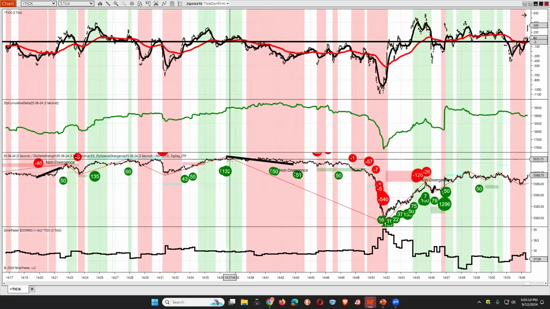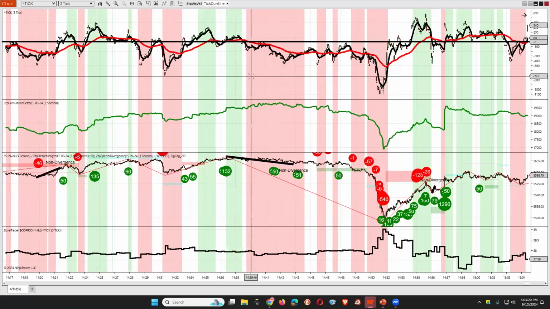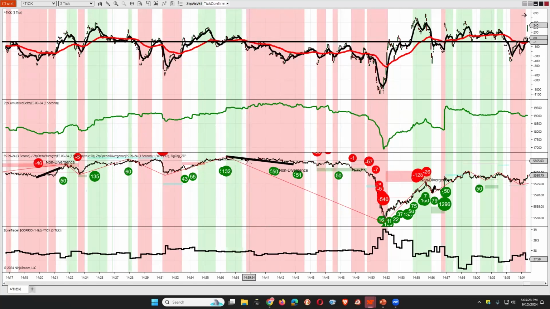So this is again about another 20-point sell-off. And as we were making this high right here, this is the whole reason behind this tick template. We can see that the tick confirmation is now giving us a red bloodhound. So if we were in a long trade, real good reason to be out of it.